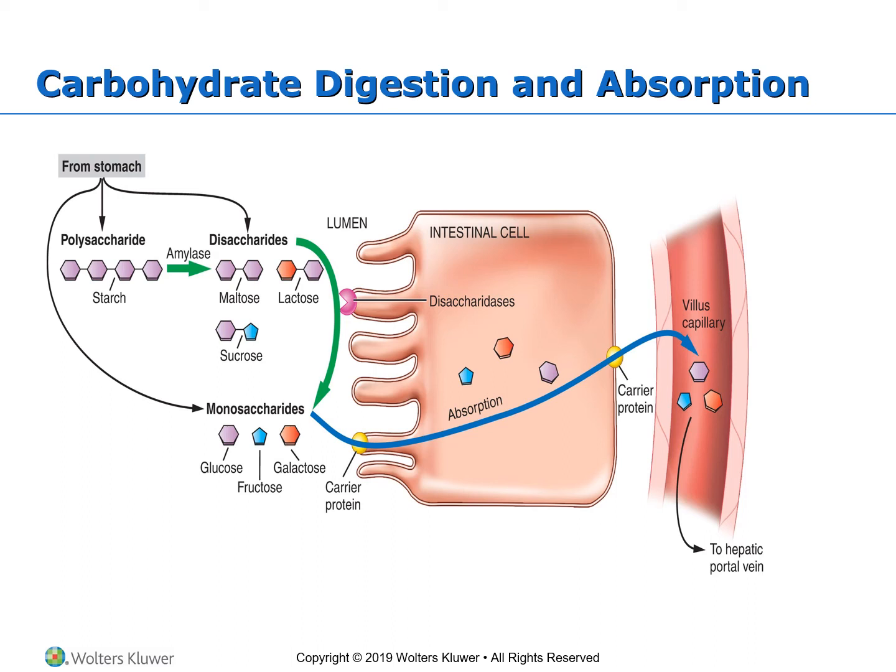Here you have the summary of what I described before. From a polysaccharide under the influence of amylase, they will become disaccharides, and we have three different types. Or they can become straight monosaccharides. At the level of the small bowel epithelial cells, they will be absorbed, they will be transferred to the villus capillaries that will carry them to the hepatic portal vein.